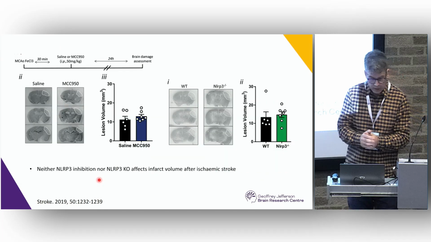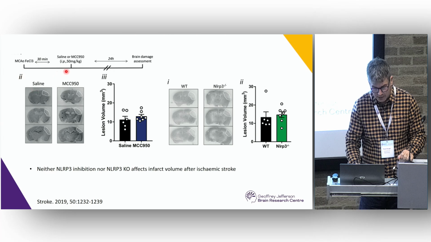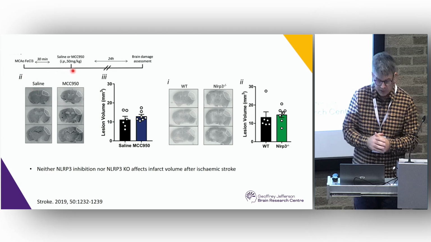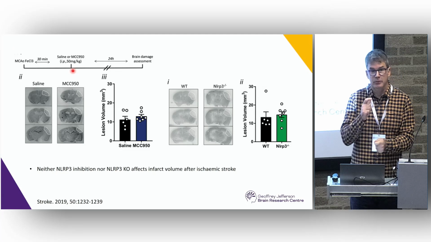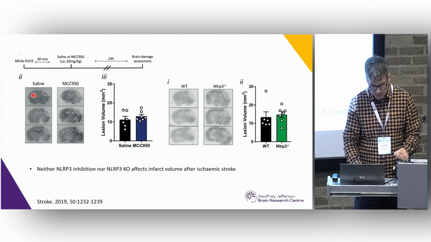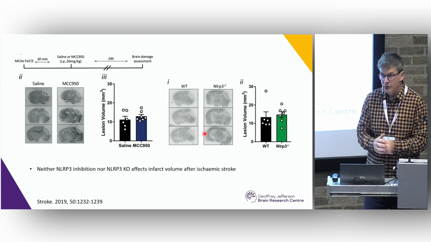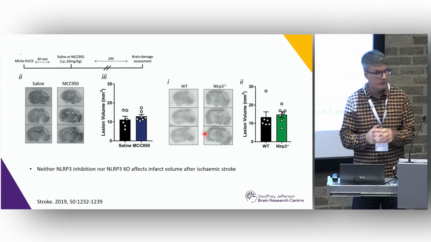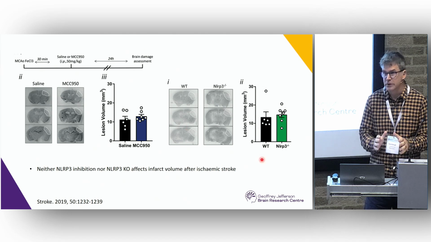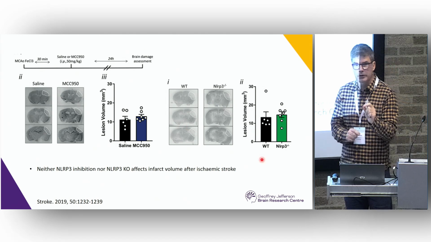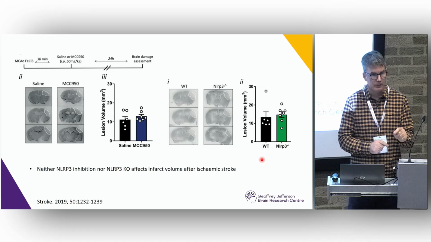So this was the experiment Eloise did. She gave these animals a stroke and then used MCC950, the NLRP3 inhibitor. She's given it in this experiment IP. She also reproduced the same experiment by giving it ICV, and there was no difference in infarct volume. We looked at wild type and NLRP3 knockout mice, littermate controlled, and we gave them a stroke, and there was no difference in infarct volume. So at least the primary injury in ischemic stroke doesn't appear to be NLRP3 dependent.